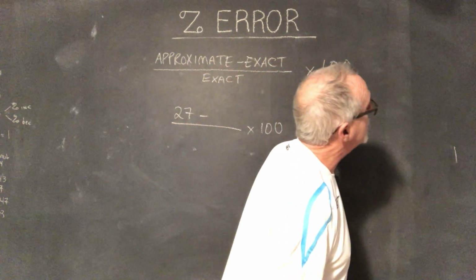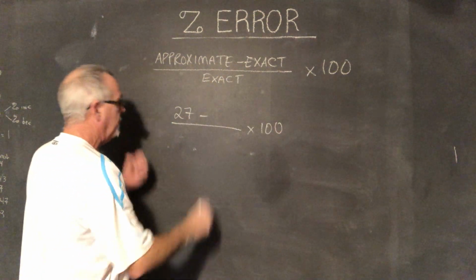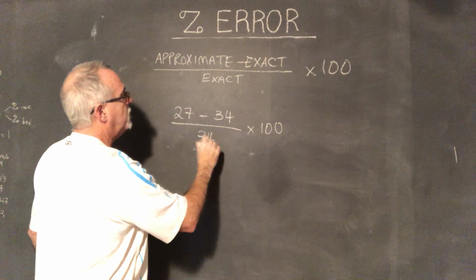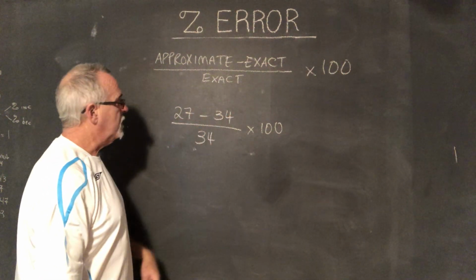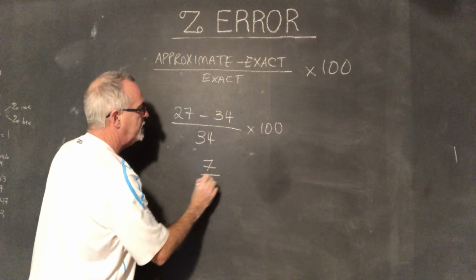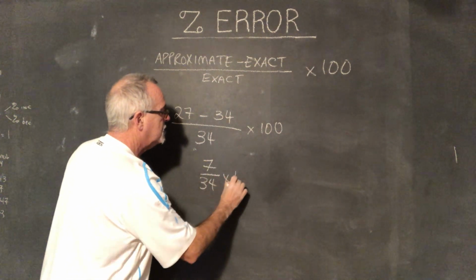And the exact number of dice is 34. Over exact of 34. Again, we're getting a negative answer, which we can ignore the negative sign. 27 minus 34 is going to be negative 7. I'm just writing 7. 7 over 34 times 100.